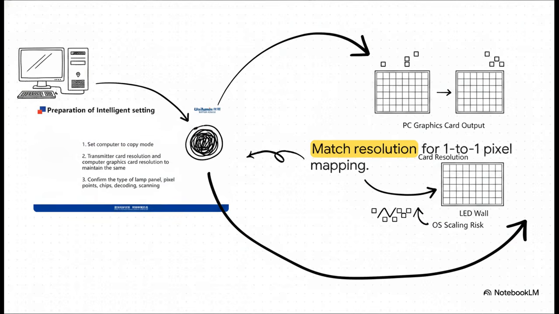Looking at this in practice, a technician preparing for intelligent settings would specifically set both the PC graphics card and the sending card to a matching custom resolution. Something like 1366 by 768, for instance. By forcing a 1-to-1 pixel map right at the source, you completely bypass the risk of the operating system trying to stretch or compress your video signal before it even reaches the LED wall.